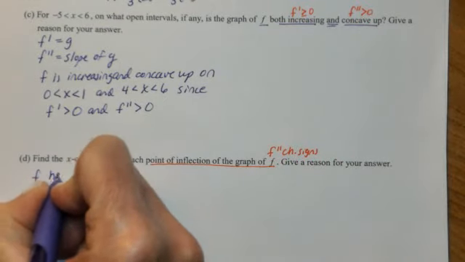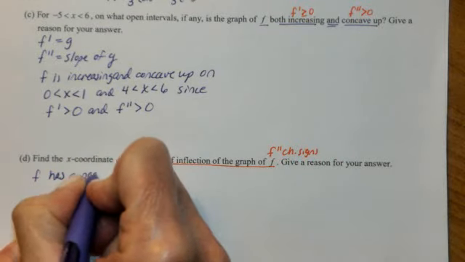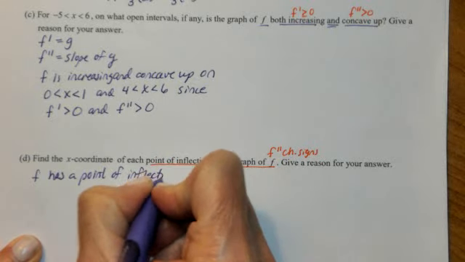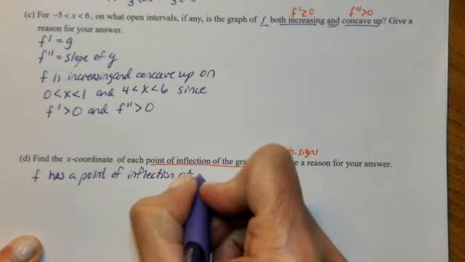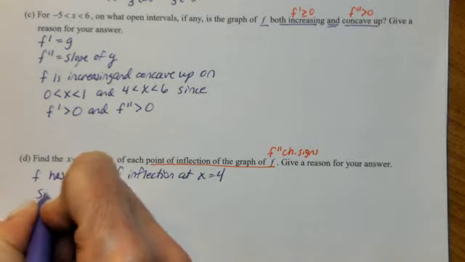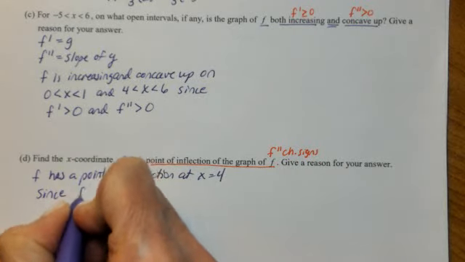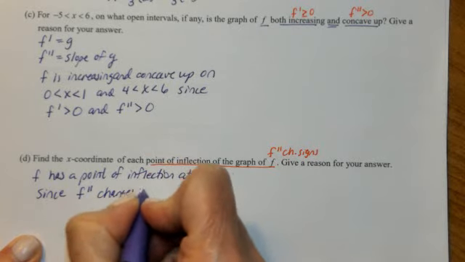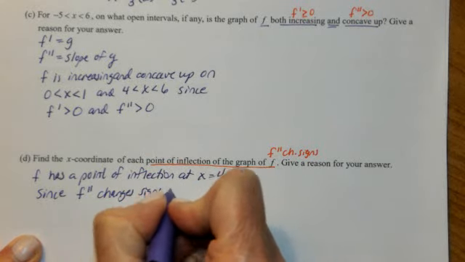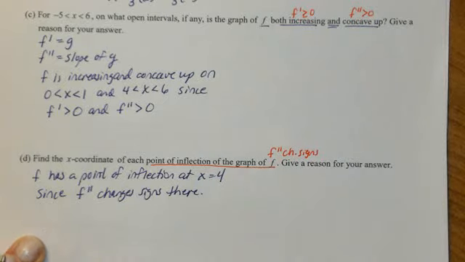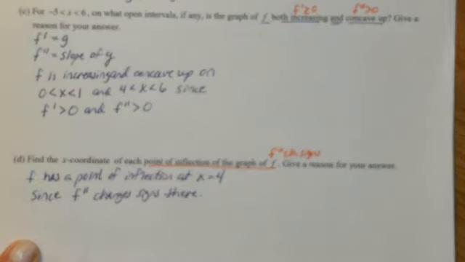F has a point of inflection at x equals 4, since F double prime changes signs there. And that's all I need to say about that one.